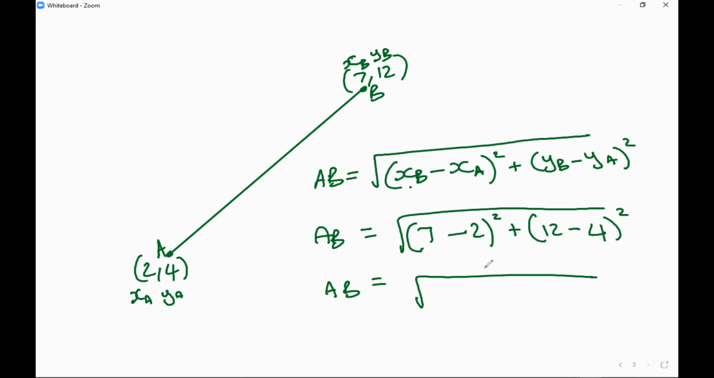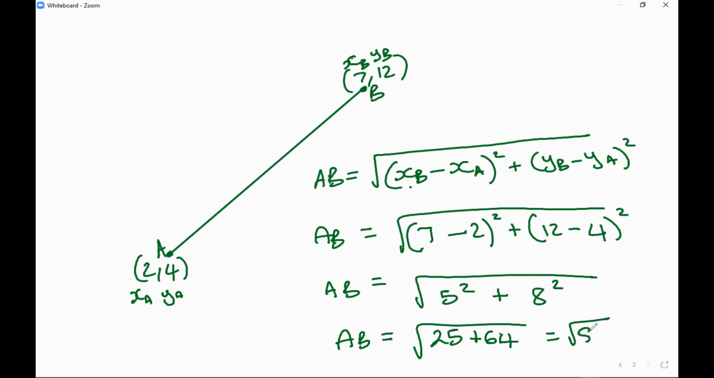And that becomes 5 squared, and that becomes 8 squared. So it'll be 25 plus 64. The square root of 25 plus 64 becomes 89. So the answer here in surd form is the square root of 89.